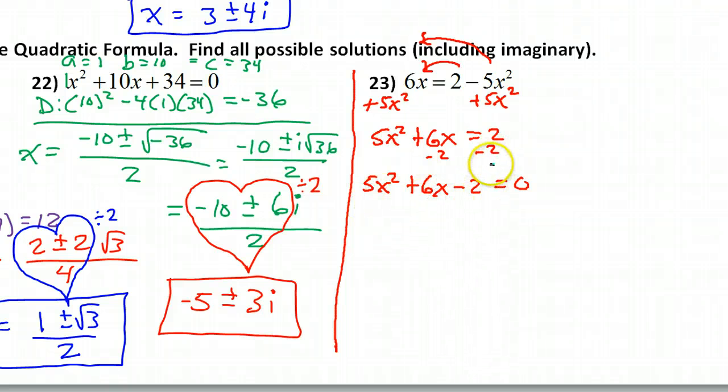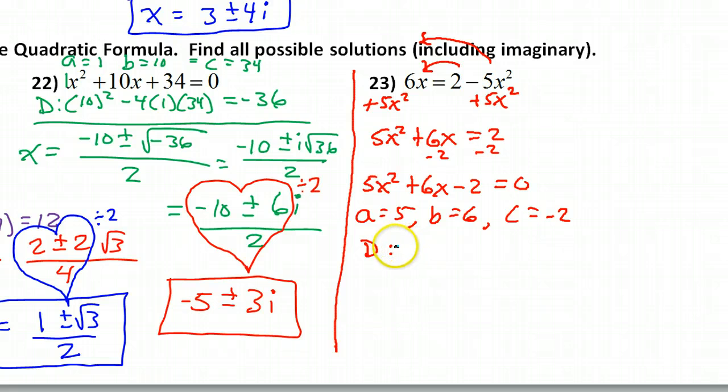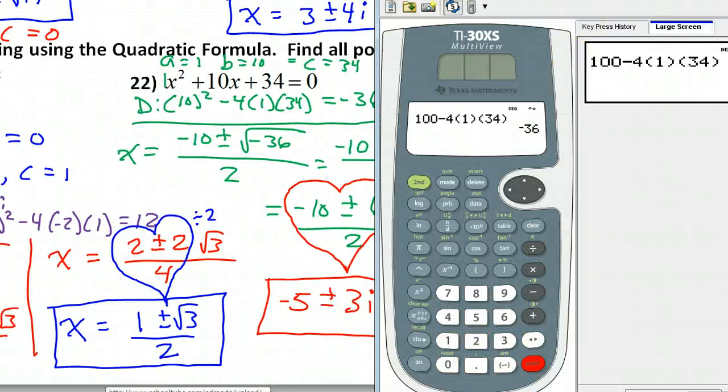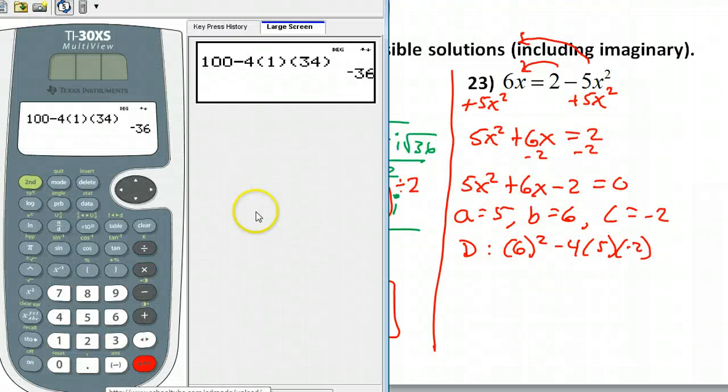So that means I've got A is 5 and B is 6 and C is negative 2. So go ahead and do your discriminant, which is b squared minus 4ac. So that's going to be 6 squared minus 4 times 5 times negative 2. Alright, so let's put that in the calculator. Again, 6 squared is 36.